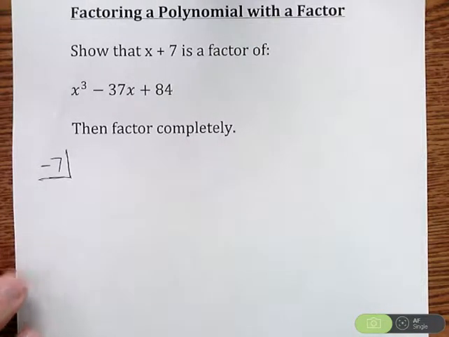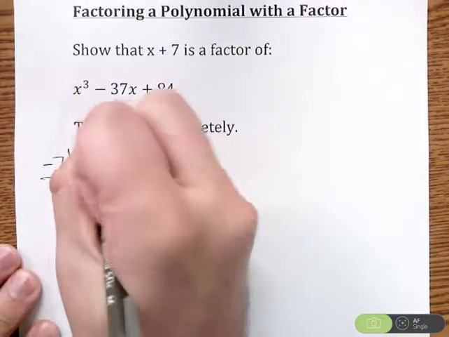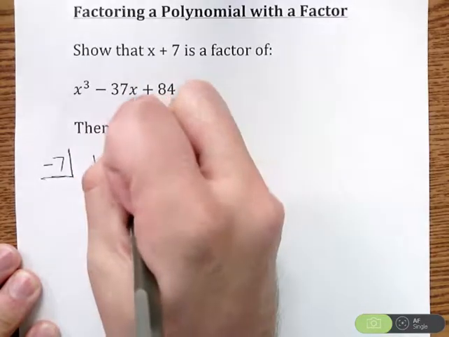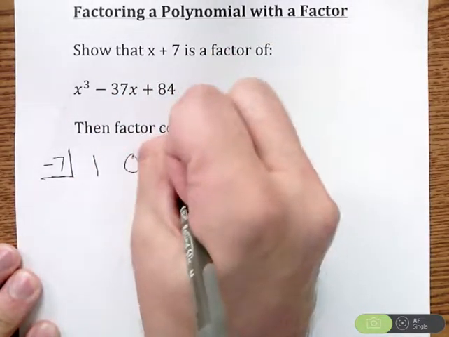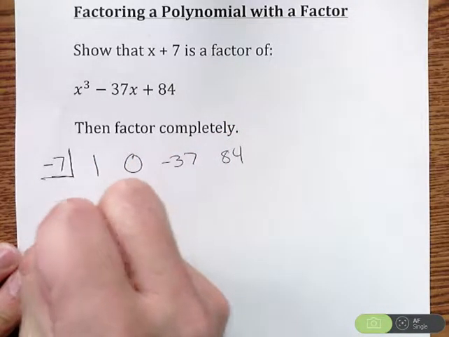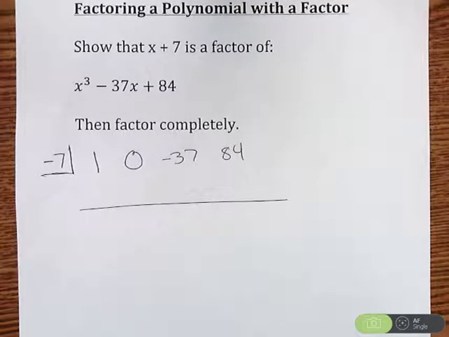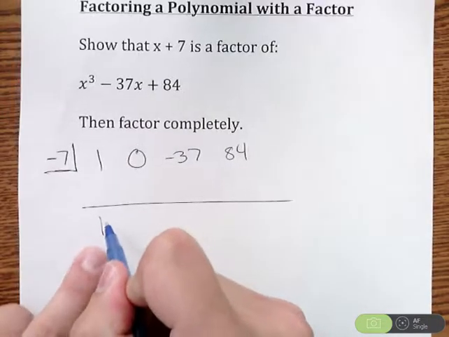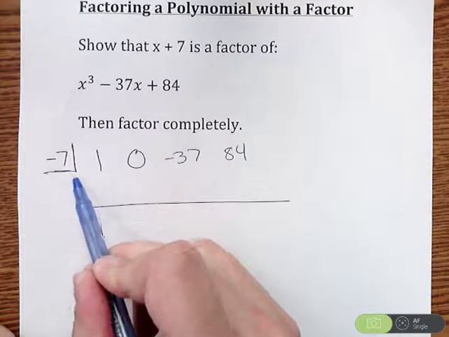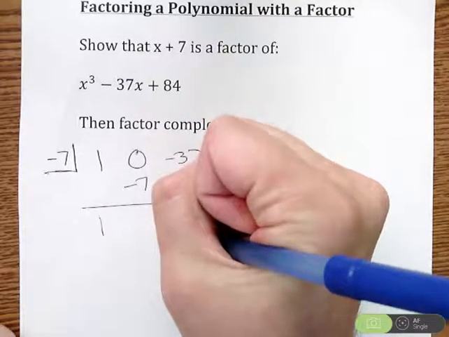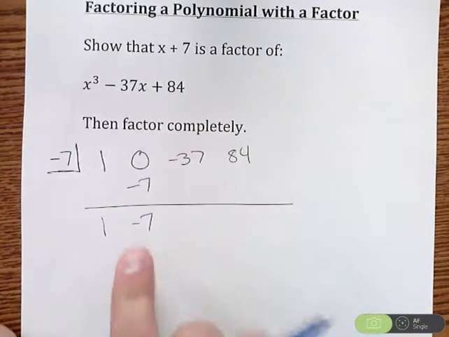And then for my coefficients, I'm going to have 1. There is no x squared there, so we're going to put 0, then negative 37, and then 84. So what we're going to do is some synthetic division. Again, with synthetic division, bring the first term down, add down, multiply by the box to go up. So 1 times negative 7 is negative 7. Add down, so we get negative 7.